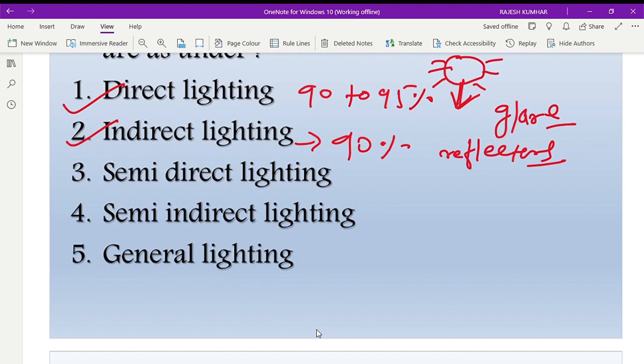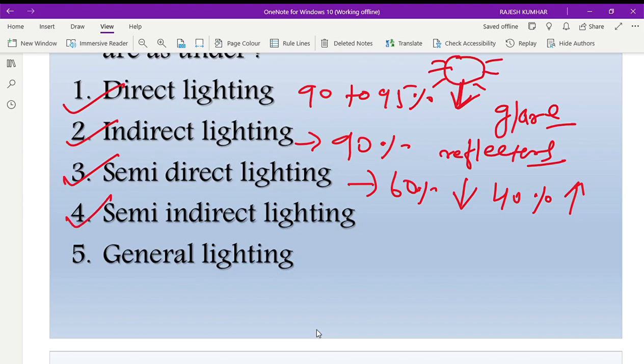Okay, the third type of lighting scheme is the semi direct lighting scheme. Semi direct lighting means that 60% of light is directed downwards and 40% of light is in the upward direction. This type of lighting provides a uniform distribution of light and is best suitable for rooms with high ceilings. Where the ceiling height is high, in those places we use semi direct lighting schemes.